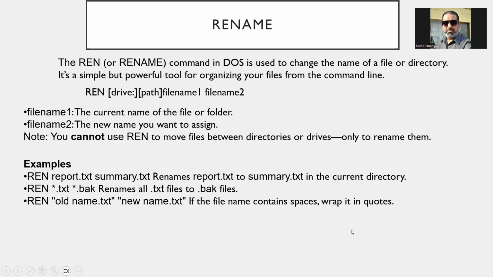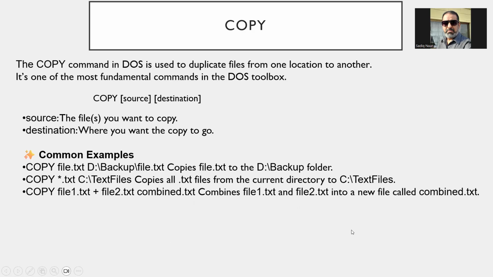Copy. The copy command in DOS is used to duplicate a file from one location to another. It is one of the most fundamental commands in the DOS toolbox. Copy the source to the destination. So the source means the file you want to copy. Destination means where you want the copy to go.